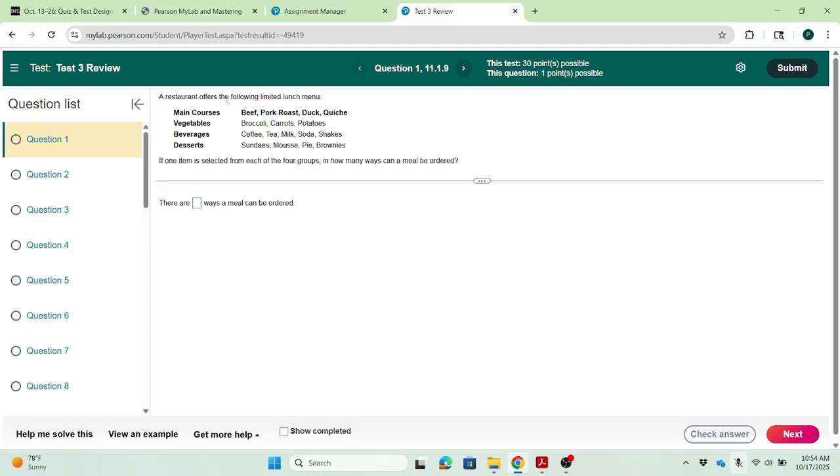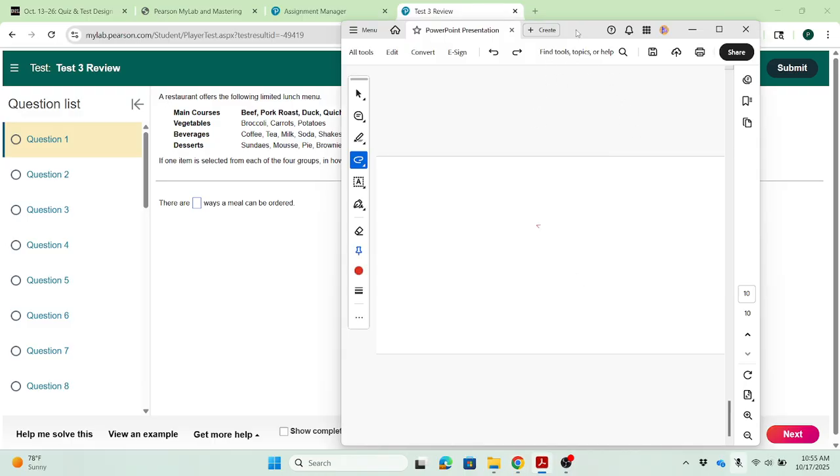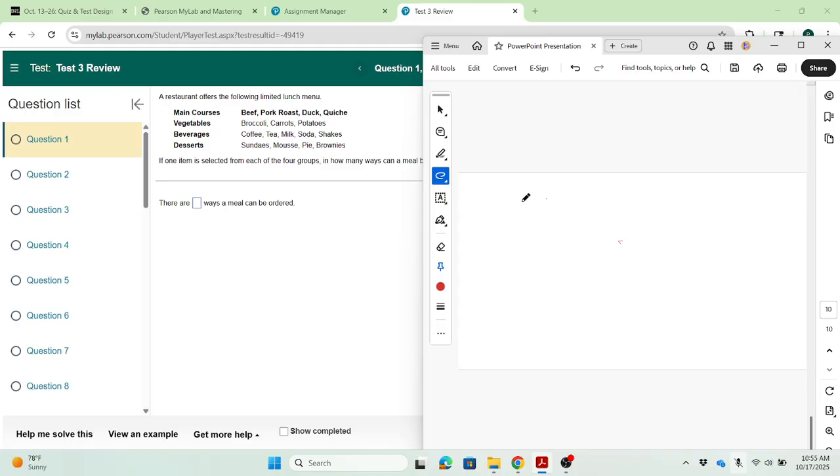A restaurant offers the following limited lunch menu: main course, vegetables, beverage, desserts. If one item is selected from each of the four groups, in how many ways can a meal be ordered? From each group, you need to count how many items there are. One, two, three, four. From the fundamental counting principle, you have to multiply those numbers.